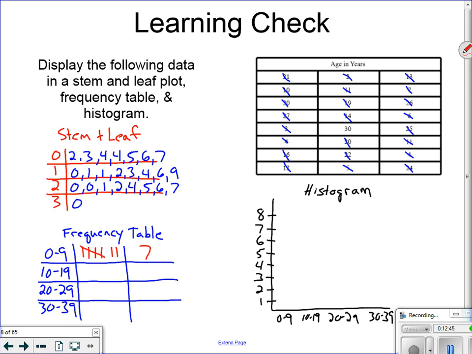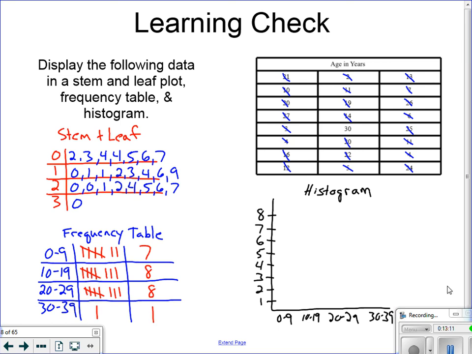Now I can just look at the 10 to 19 and see that I have 1, 2, 3, 4, 5, 6, 7, 8 numbers there. Again, we can just count them from the stem and leaf. The 20 to 29 also has 8. And the 30 to 39 just has the 1.